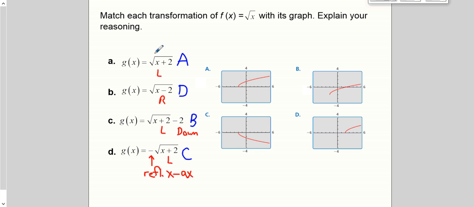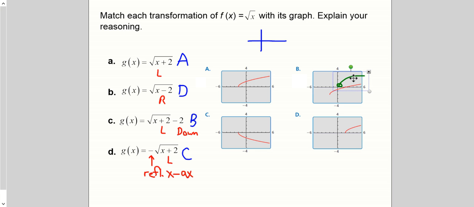There's your answers. Little a went with big A, little b went with big D, little c went with big B, and little d went with big C. I also wrote some notes. This one went left, this one went right. Third one went left and down, so that went with B. Let's look at B. Left and down. So if you just take that main point that starts from the origin, when you go to shift it left and down, you just move it 2 units to the left and then 2 units down.